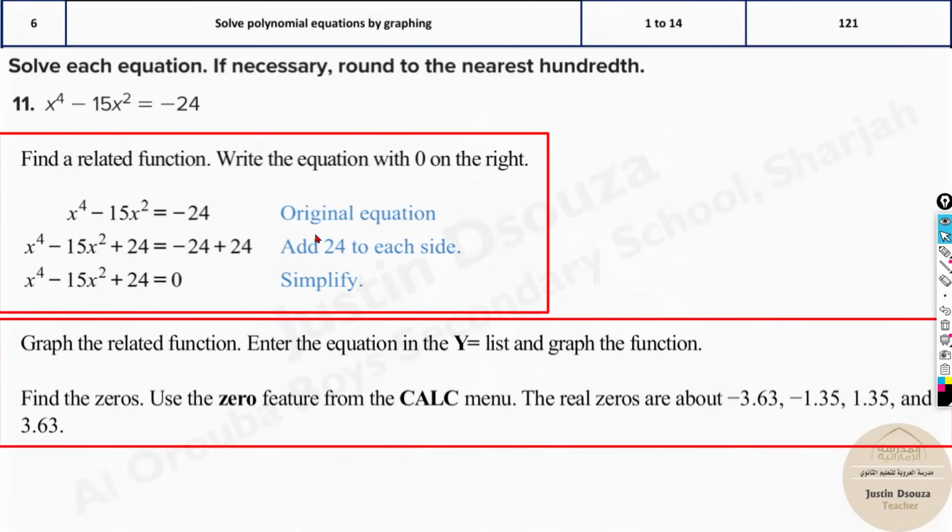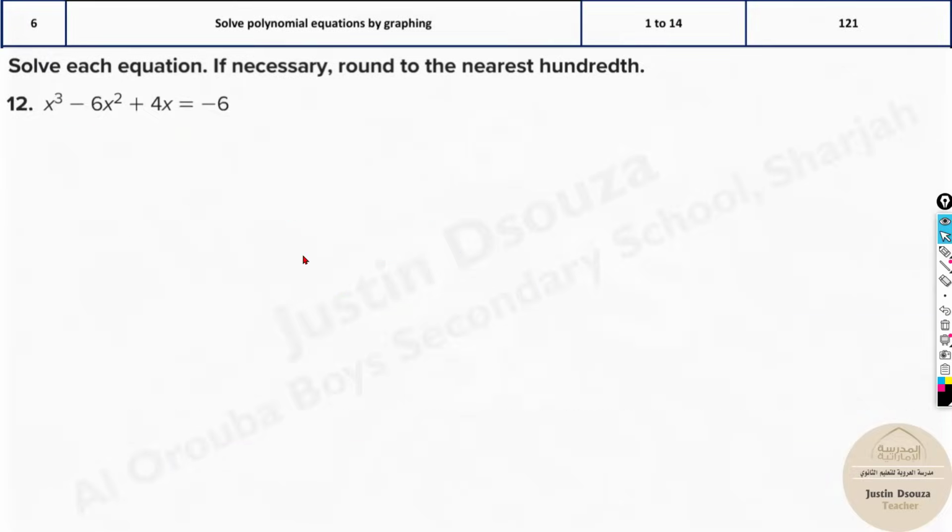Same way over here, do the shortcut method, easily you'll get it. But there are many answers. Don't worry, just type in all the answers one by one and it should be very, very close to negative 24. Now here, instead of doing the trial and error method, it's easy to solve it directly in calculator.